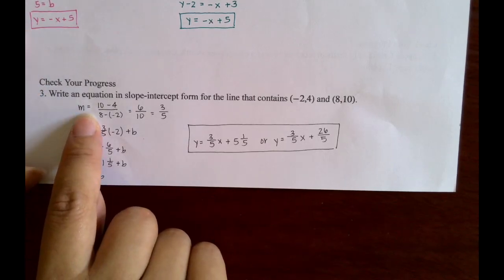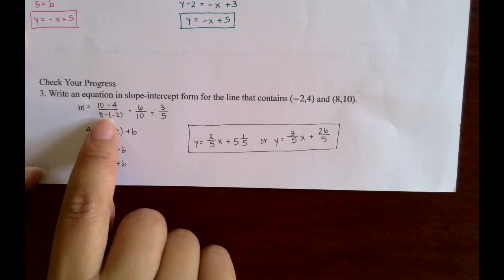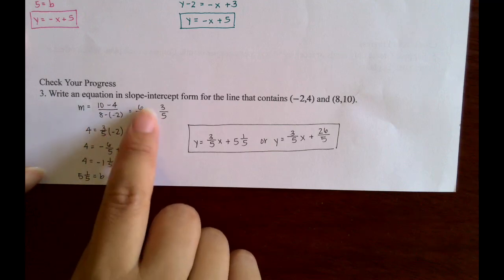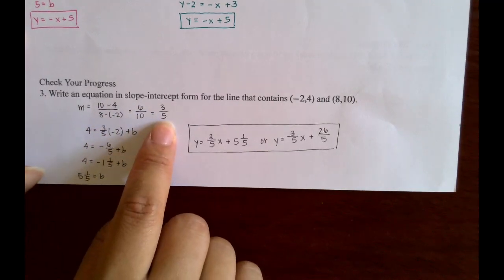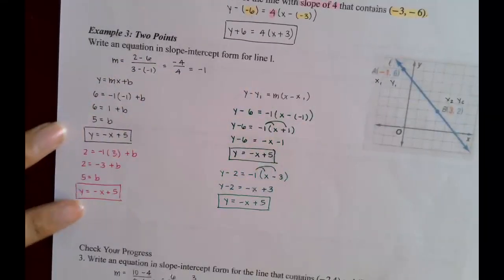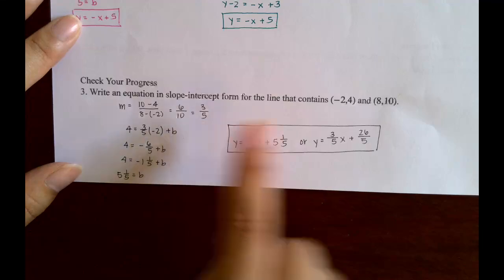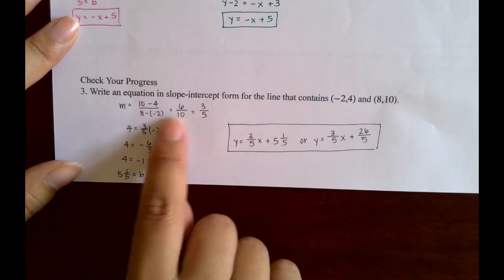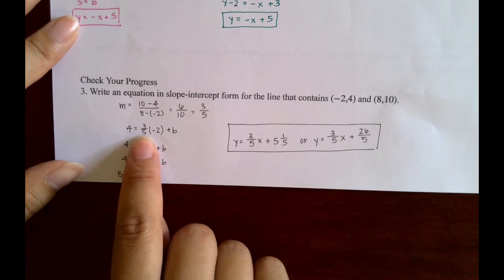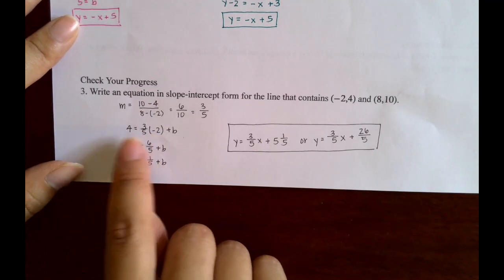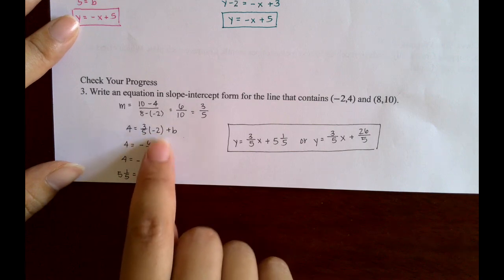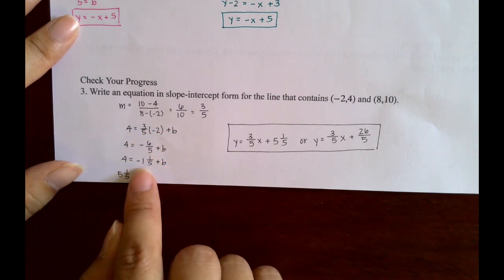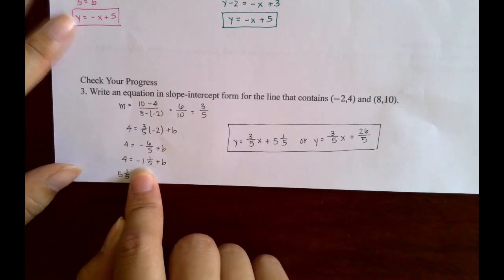First thing I did was find the slope, so y2 minus y1 over x2 minus x1 simplifies to 3/5. Okay, and then earlier I showed you there's so many different ways that you could do it. I chose to use (-2, 4) as my x and y, and I chose to use the slope-intercept form. So here's my slope that I just found. Here's x and the y, -2, 4. Okay. 3/5 times -2 is -6/5. I changed it into -1 and 1/5.